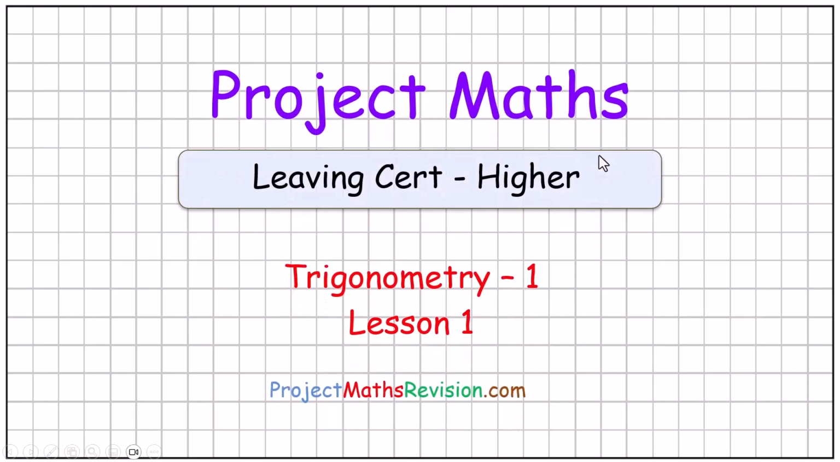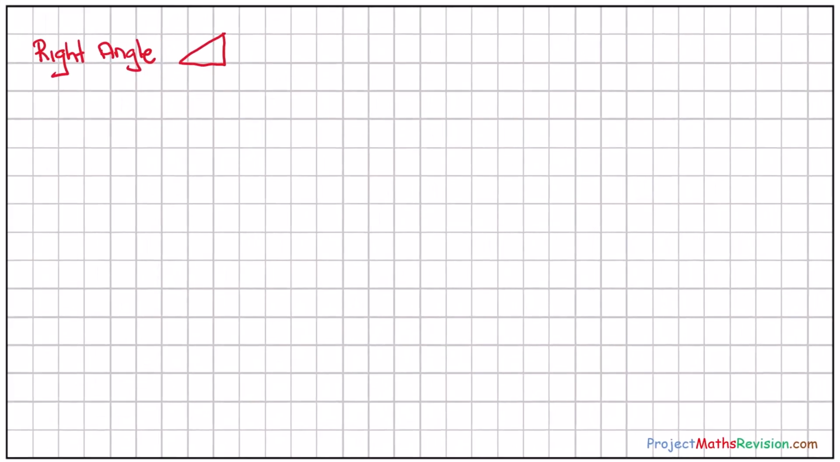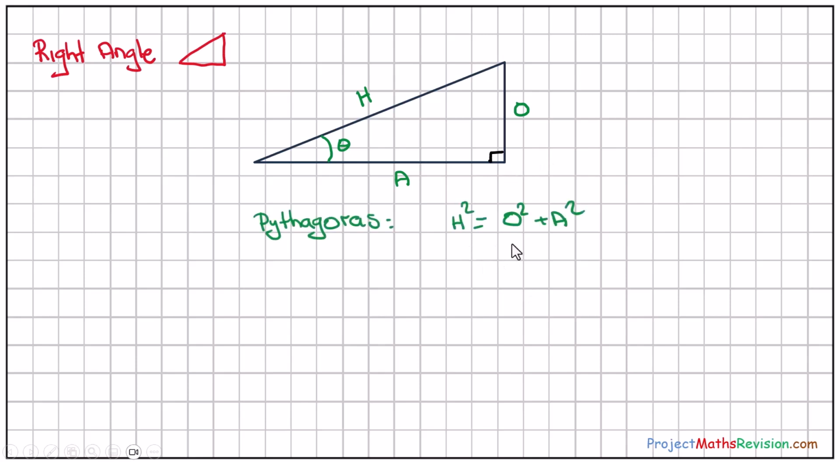In this next lesson, we're going to take a first look at trigonometry. Before we start, let's do a little bit of revision. Imagine we have a right angle triangle as shown. You remember from your junior cert that the hypotenuse squared, h squared, is equal to the sum of the other two sides squared. So we can write that h squared equals o squared plus a squared.